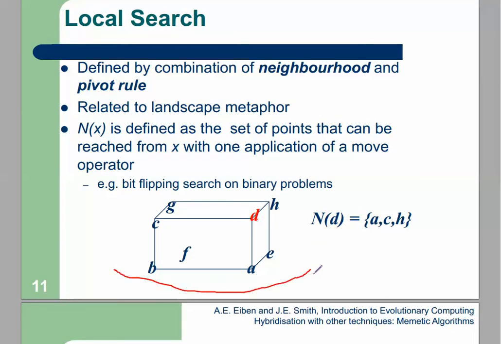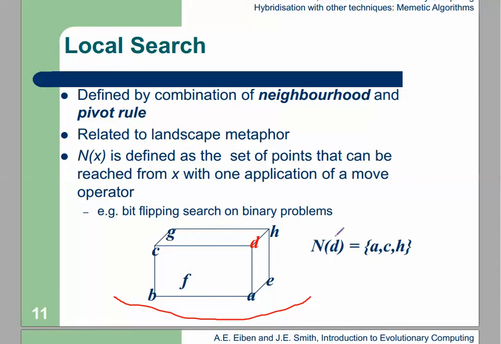In this shape, a local search is shown. For example, each element such as D has some neighborhood such as A, C and H. If you use local search, you compare the fitness of D with the fitness of its neighbors A, H and C, and the next element is one of A, C or H with better fitness than D.